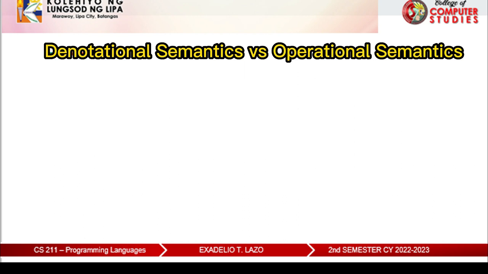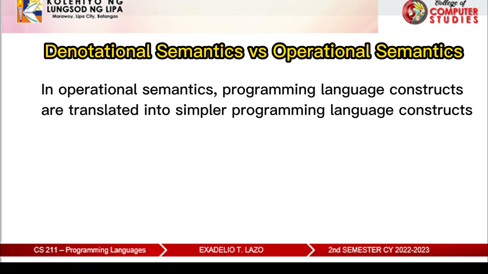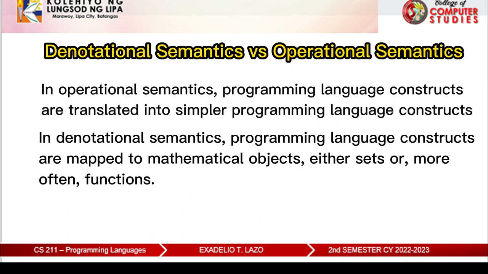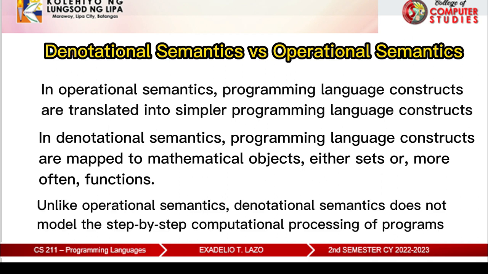Denotational semantics versus operational semantics. Denotational semantics is related to operational semantics. In operational semantics, programming language constructs are translated into simpler programming language constructs, which become the basis of the meaning of the construct. In denotational semantics, programming language constructs are mapped to mathematical objects, either sets or, more often, functions. However, unlike operational semantics, denotational semantics does not model the step-by-step computational processing of programs.